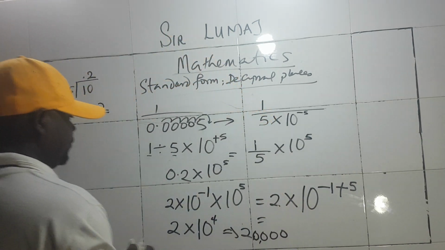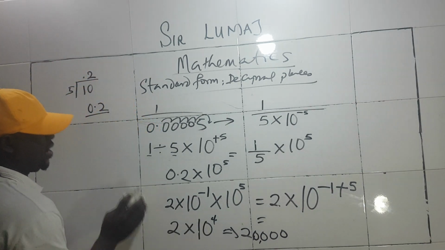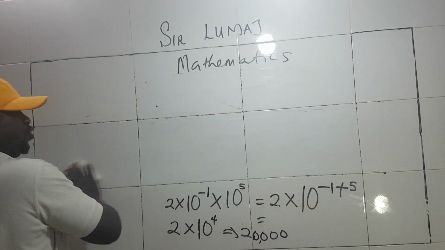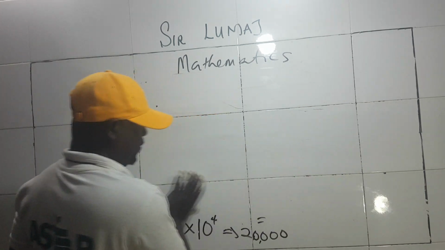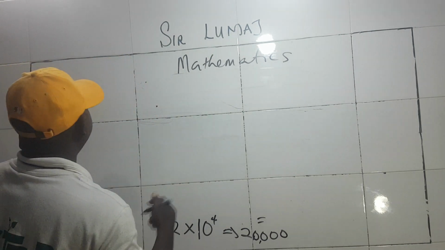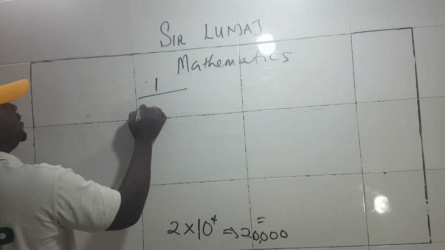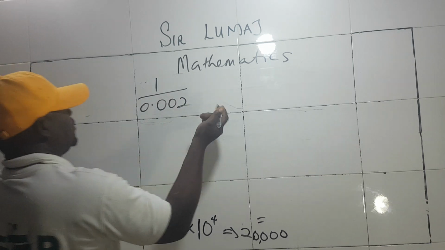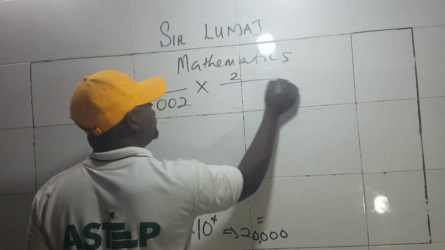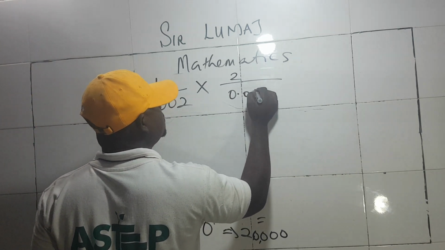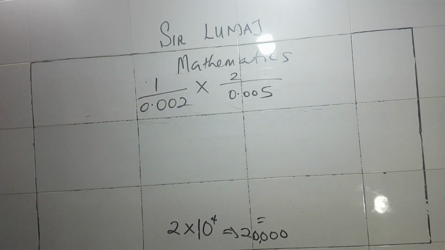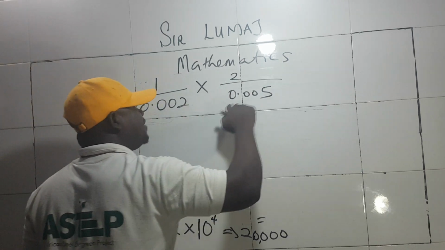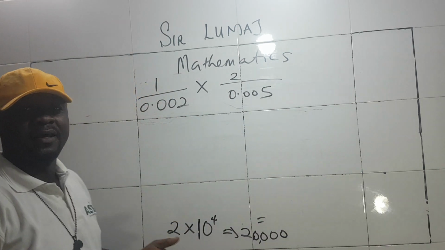Let me give another one to try. If I have 1 all over 0.002, times 2 all over 0.005. This is a JAMB question. So for you to solve this, just take this one, you operate on it, solve this one, you operate on it, then you multiply. So you get the answer.